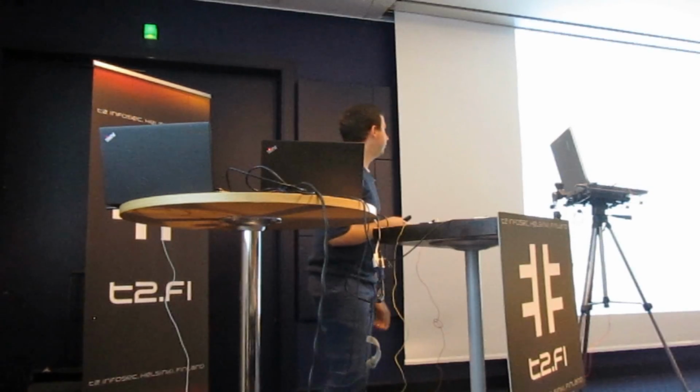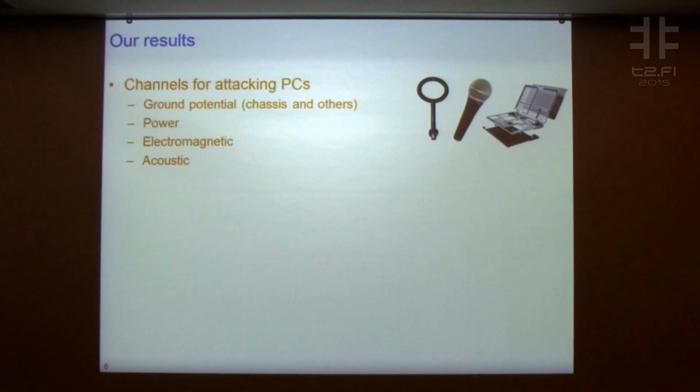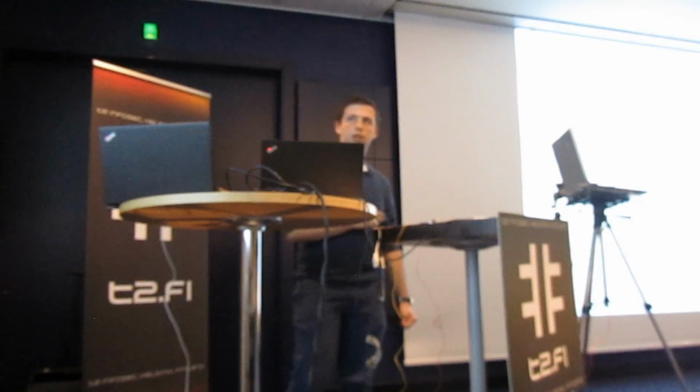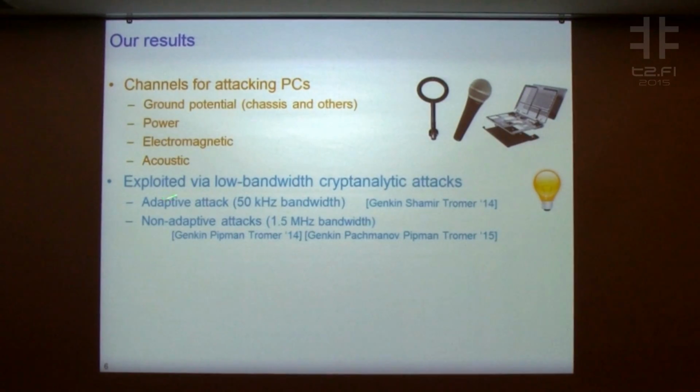So let me start by going over our results. We demonstrated classical side channels for PCs, such as power consumption and electromagnetic emanation, and then we introduced 2 new channels for attacking PCs, which are the ground potential and the acoustic channel. Then we exploited these channels using novel low bandwidth techniques. We developed 2 new attacks, an adaptive chosen ciphertext attack, which requires only 50 kilohertz of bandwidth. This is 6 orders of magnitude lower than the PC execution speed.